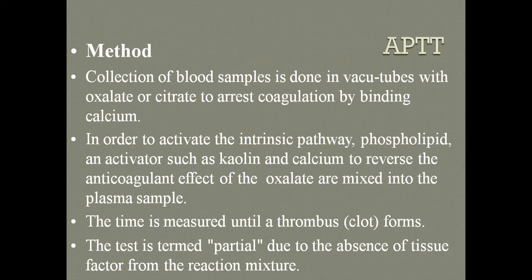We will use three chemicals in this APTT test. First one is phospholipid, second is a calcium activator, and third is calcium. Now you will add these three into the plasma, and after adding these three, immediately start the stopwatch and note the time of the clot formation. The time is measured until a clot forms.